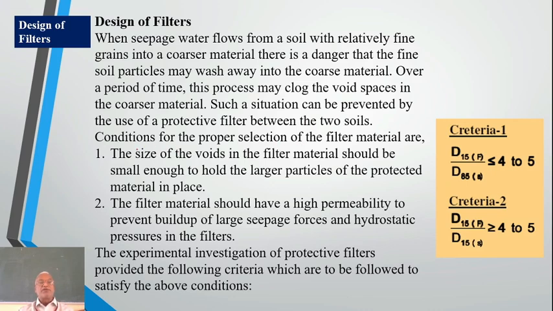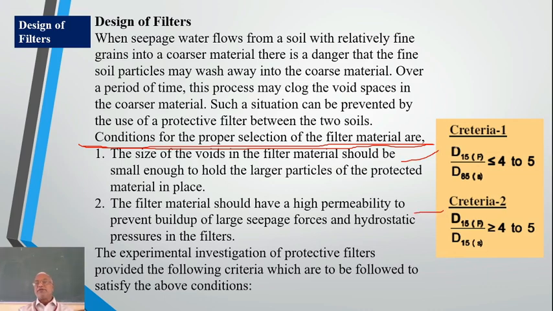Conditions for proper selection of filter material. This is an important factor, and these two conditions are important. One, the size of the voids in the filter material should be small enough to hold the larger particles of the protected material in place. Two, the filter material should have a high permeability to prevent buildup of large seepage pressures or forces and hydrostatic pressures in the filters. The experimental investigation of protective filters provided the following criteria, which are to be followed to satisfy the above conditions. Means filter design has to have criteria number 1, that is because of this, criteria number 2 because of this.